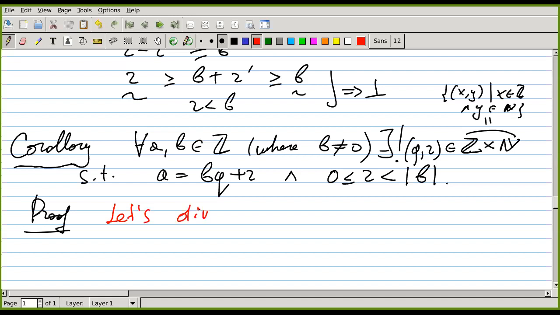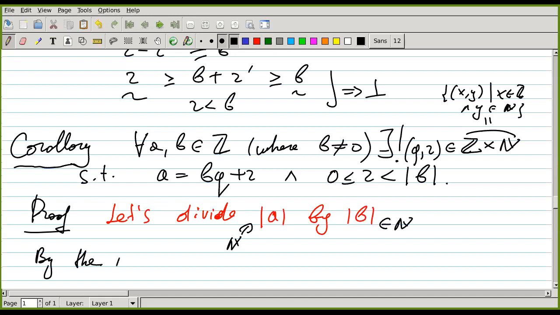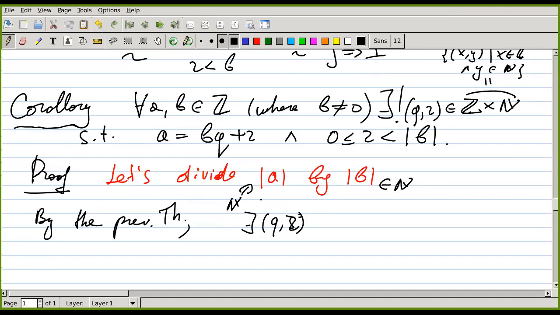Let's divide, first of all, the absolute value of A by the absolute value of B. Why is it possible? Because both are naturals. So by the previous theorem, there exists a pair Q, R of two naturals. In fact, this pair is unique, but it doesn't matter.